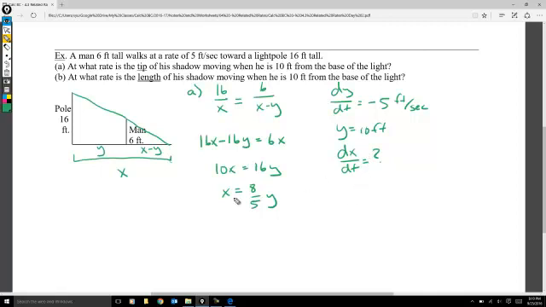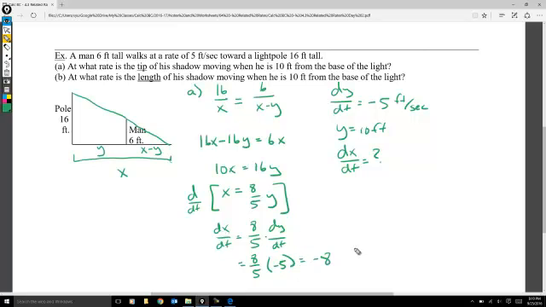All right, so now when I take the derivative with respect to time, I get that dx/dt is equal to 8/5 dy/dt. The derivative of y with respect to t is just dy/dt. All right, now let's plug in what I know. I know that dy/dt is -5. And so these end up canceling out. I end up getting -8, and dx/dt is going to be in terms of feet per second.